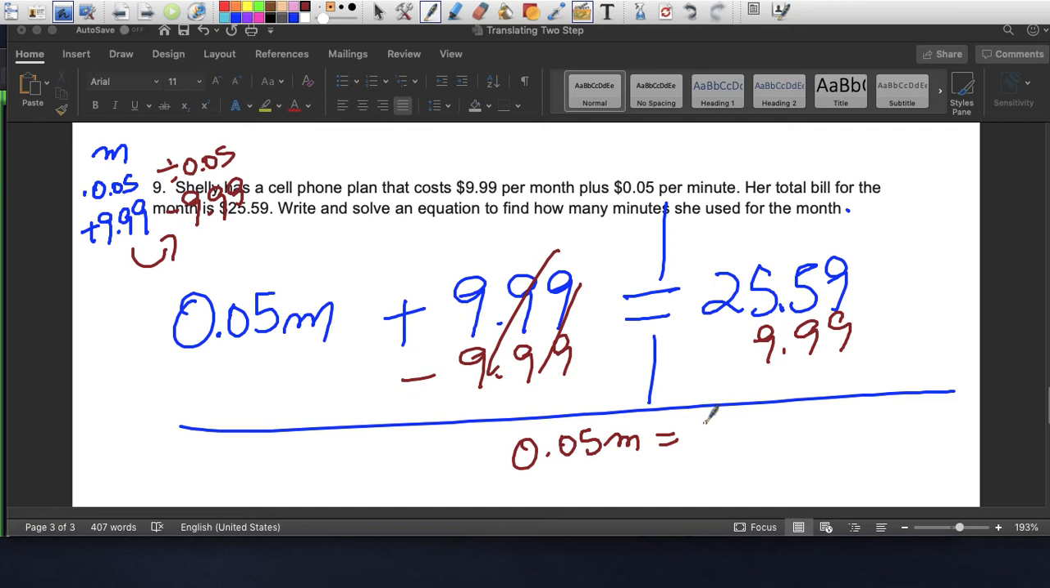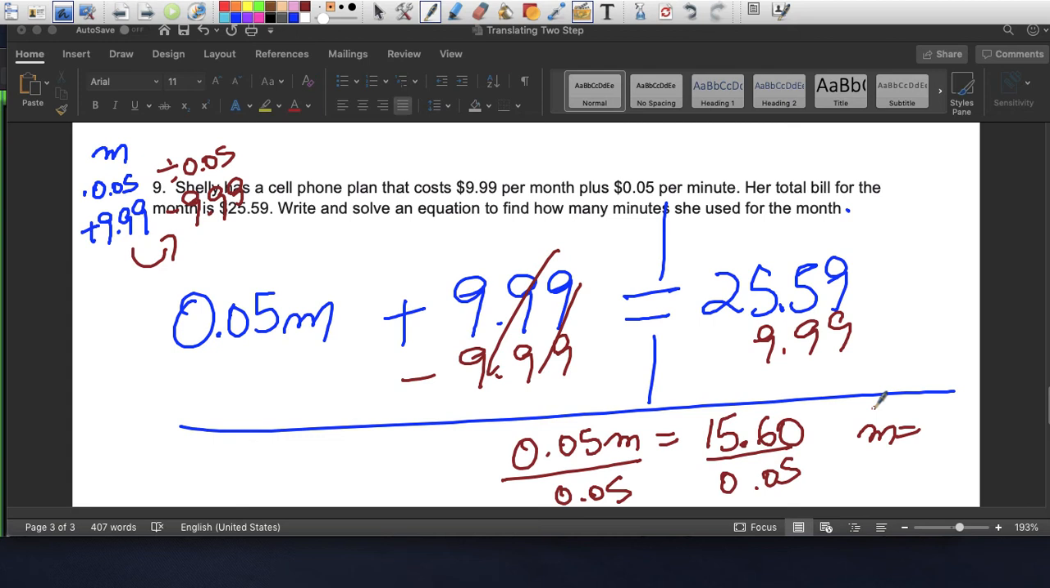It's going to be 25.59 minus 9.99. What is this? 15 minus 9 is 6. 4 minus 9... okay, that's right, and 15.6. So out of your total bill, you subtract $9.99. Your leftover is $15.60. This is how much you spent on talking. So divide this by 0.05 to get the number of minutes that you spent talking this particular month.